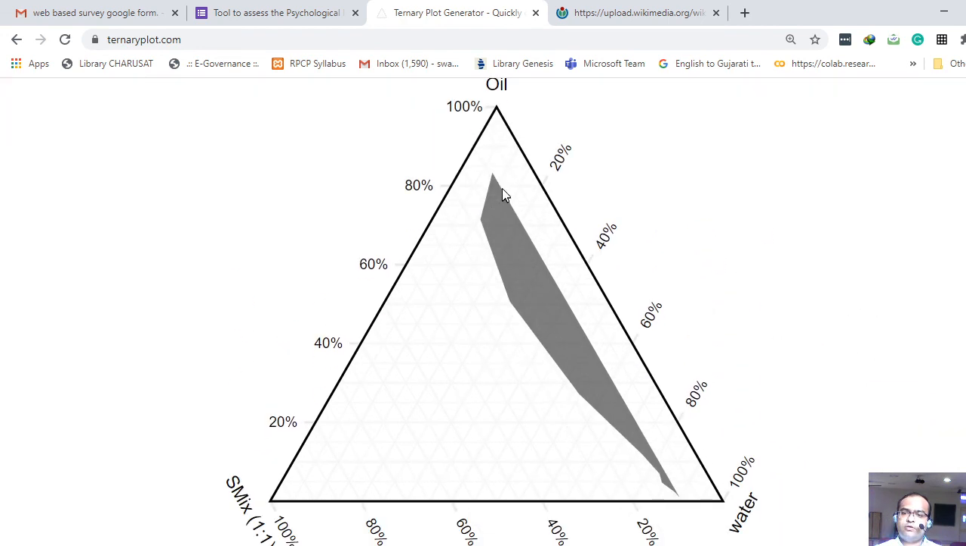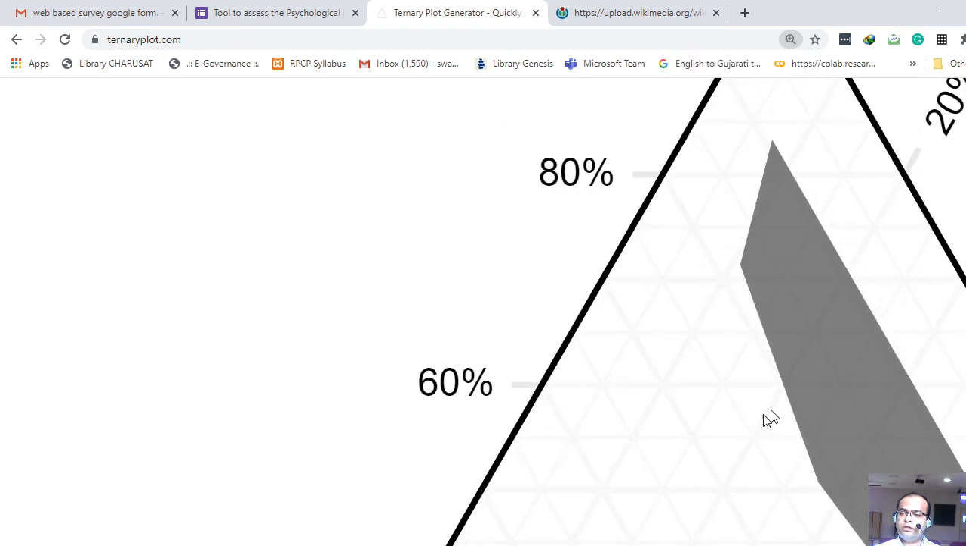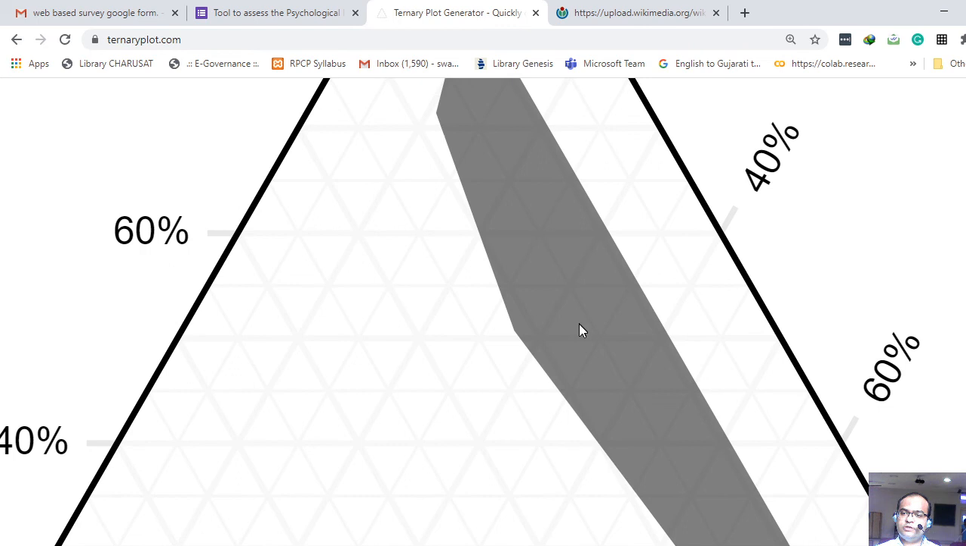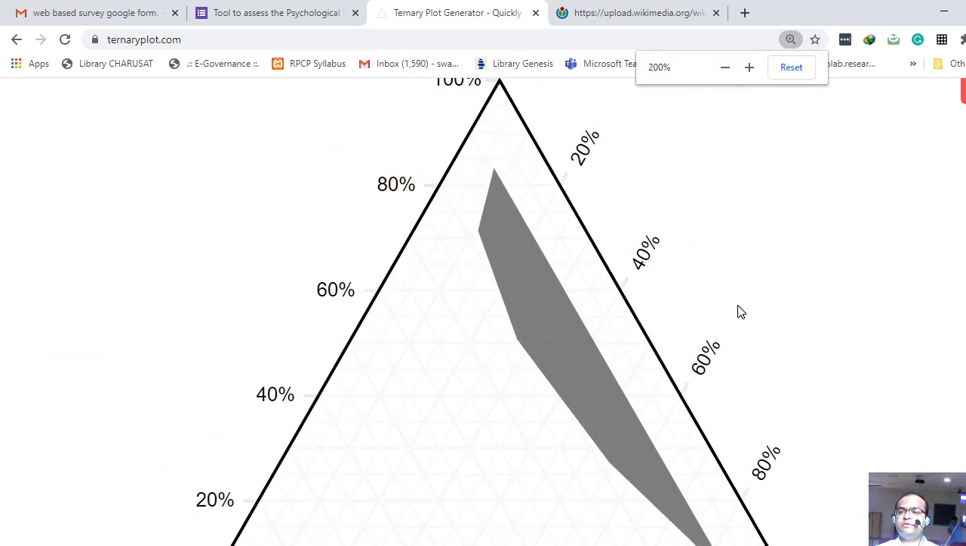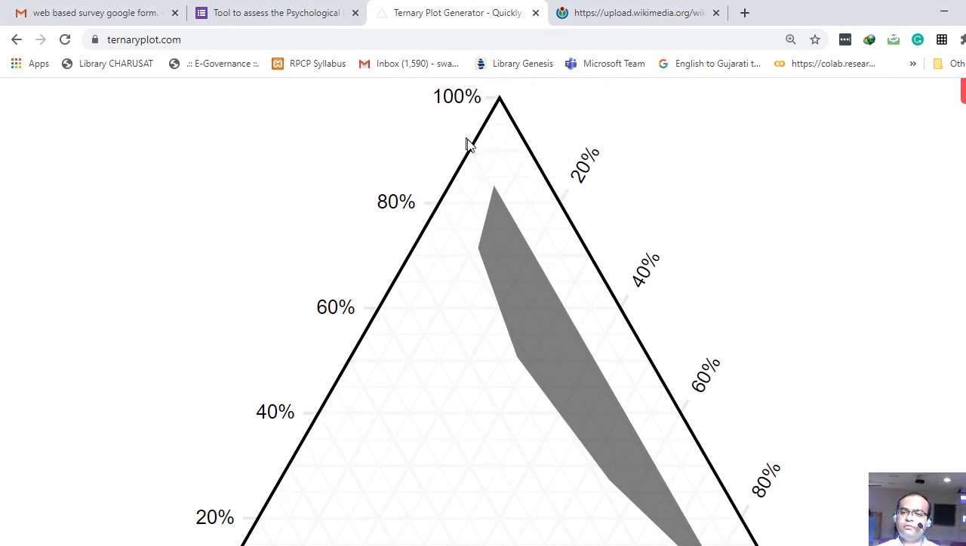And I got this area or this region. If I select any of the points within this region, it will give me a perfect microemulsion, right? So let's say if I select this point, what does it mean?